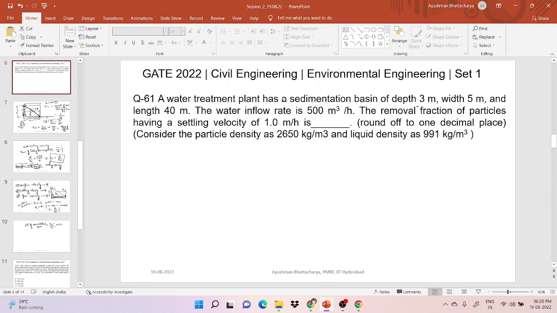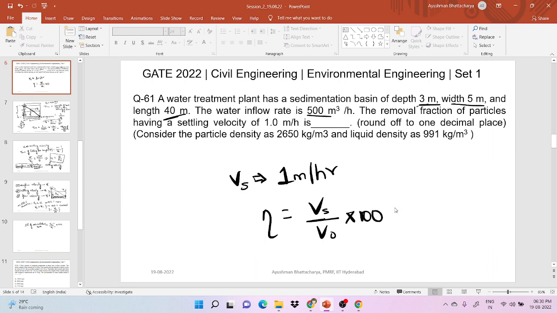So now coming back to the question: the wastewater treatment plant has a sedimentation basin of depth 3 meter, width 5 meter and length 40 meter. The water inflow rate is 500 meter cube per hour. The removal fraction of particles having settling velocity of 1 meter per hour is. So they have given us the settling velocity, 1 meter per hour. However, the removal fraction they are talking about. As I mentioned, efficiency is equal to Vs by V naught into 100. Vs they have mentioned as 1, but they haven't mentioned the overflow velocity.